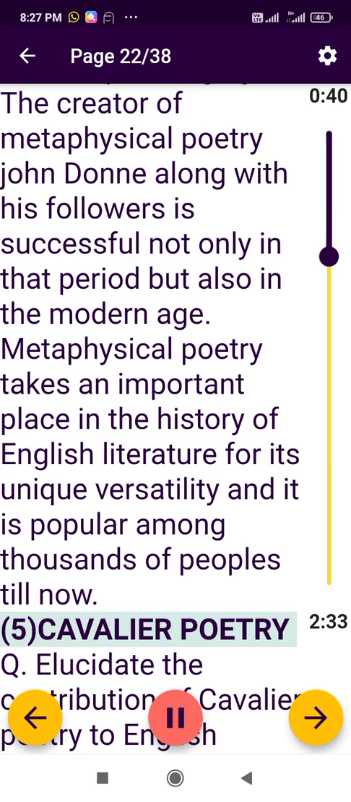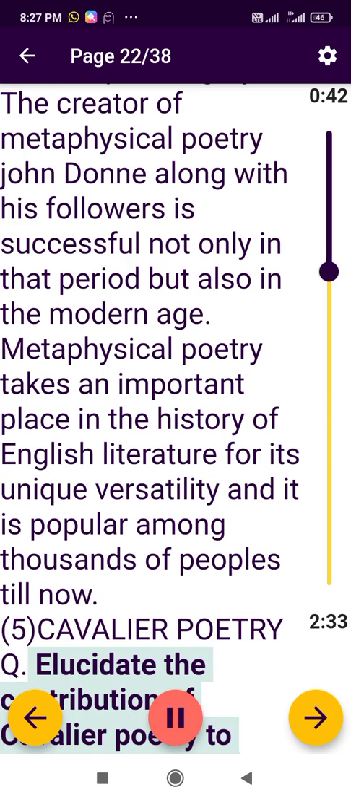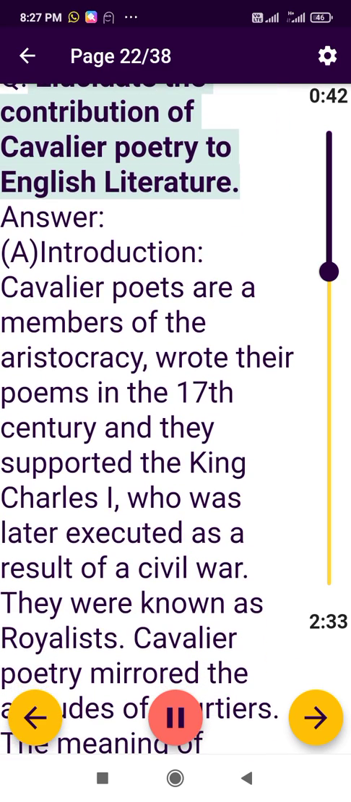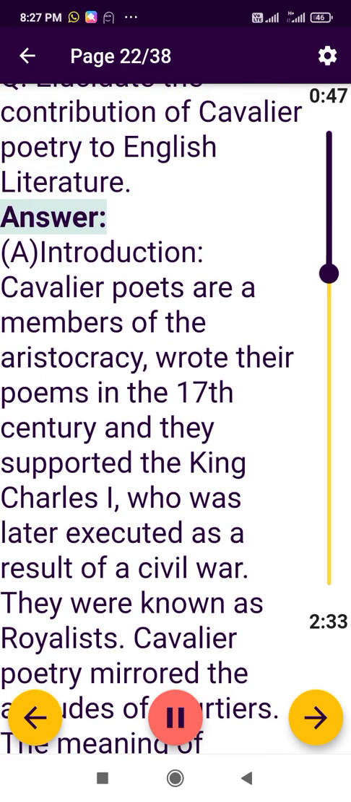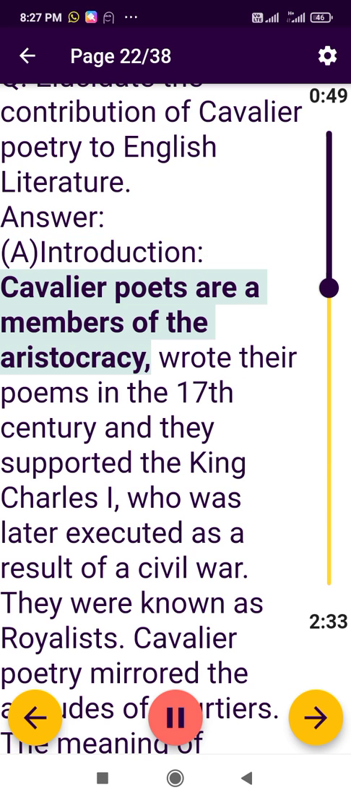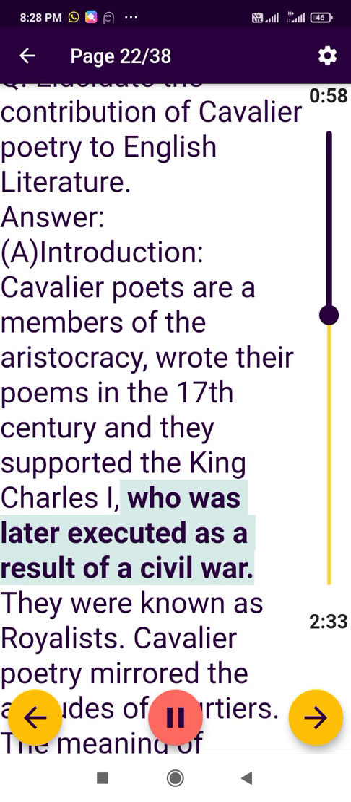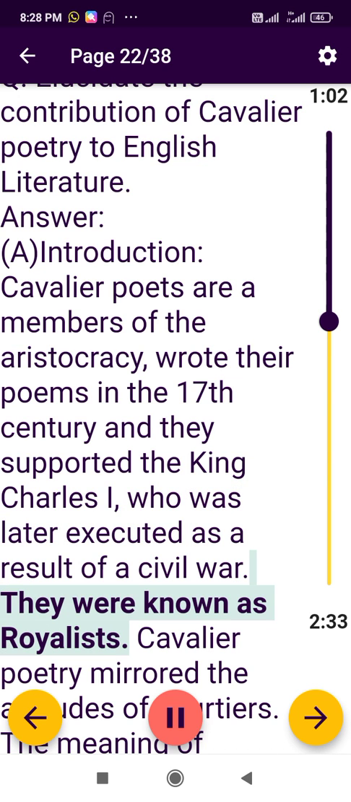5. Cavalier poetry. Q. Elucidate the contribution of cavalier poetry to English literature. Answer. Introduction. Cavalier poets were members of the aristocracy who wrote their poems in the 17th century, and they supported King Charles I, who was later executed as a result of a civil war. They were known as royalists.